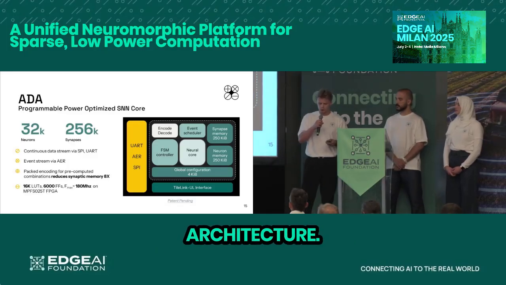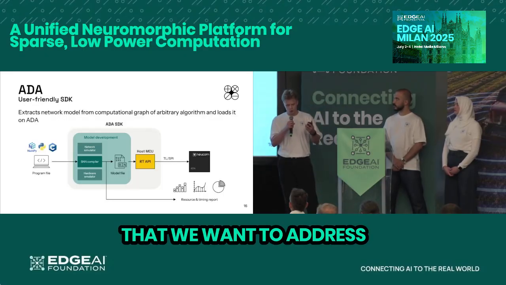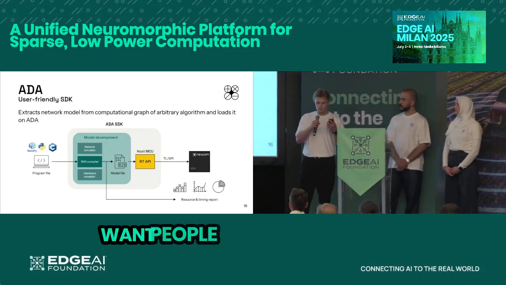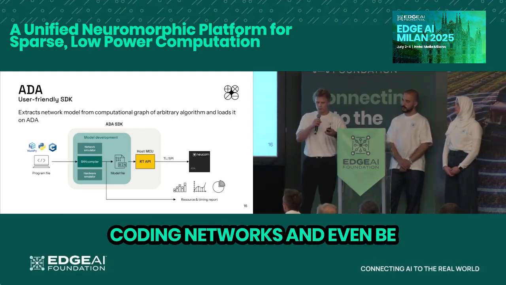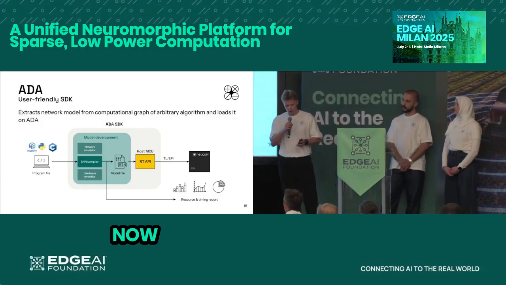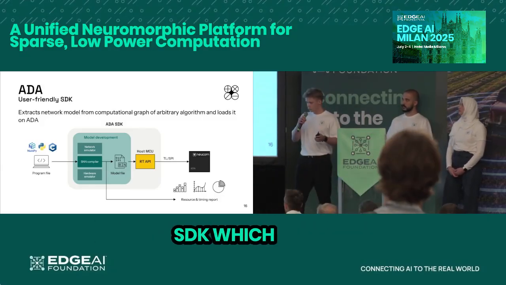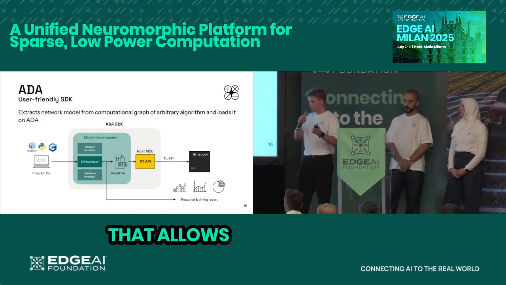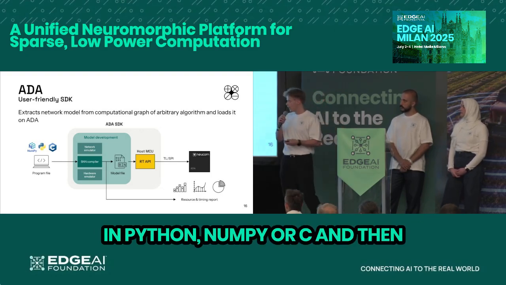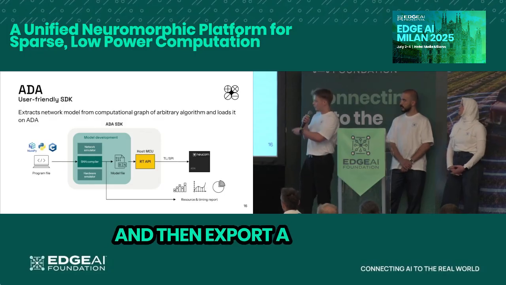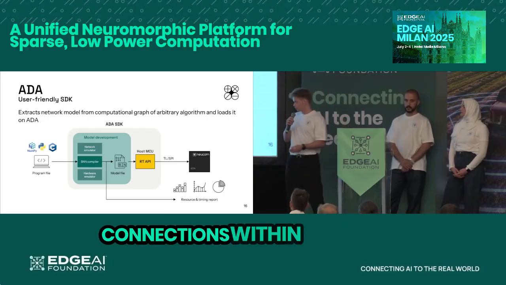that we can actually reduce the amount of computation by using this interval coding architecture. Now, on top of this, a big challenge that we want to address is that we don't want people to have to develop and implement these interval-coded networks, or even be exposed to this architecture whatsoever. How we address this is what we call the Axon SDK, which is a suite of tools that allows you to take some computational representation in Python, NumPy, or C, deploy it through a compiler, and export a binary file that represents the actual neural and synaptic connections within the Ada device.